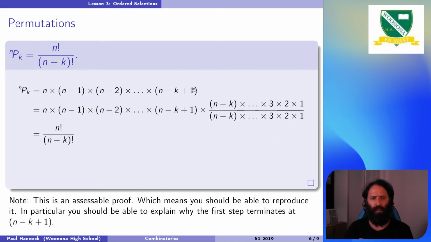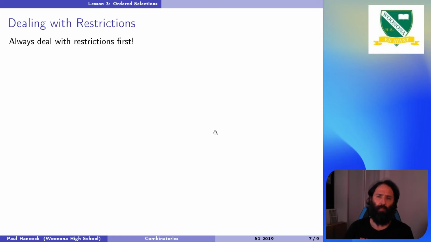That's the key thing that you need to be able to explain. How many pieces are there here and why does it stop at n minus k plus 1? If you can explain that to yourself, then you can do the rest of this proof. No problems, because you just got to multiply top and bottom by the remaining pieces to get the nice n factorial on the top. Okay, now many problems have restrictions in them.